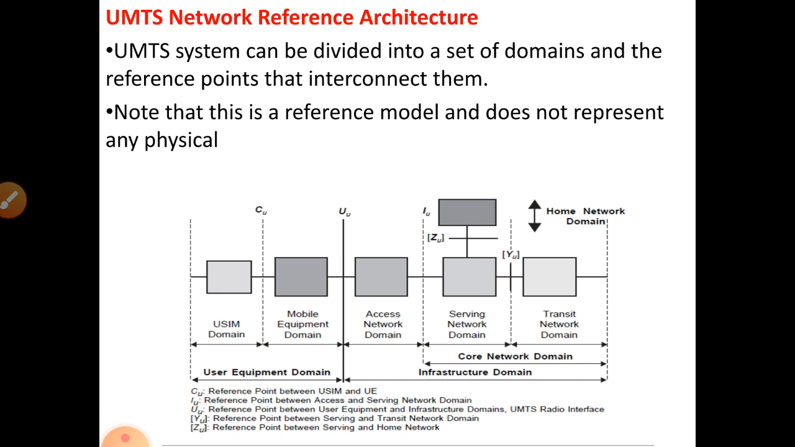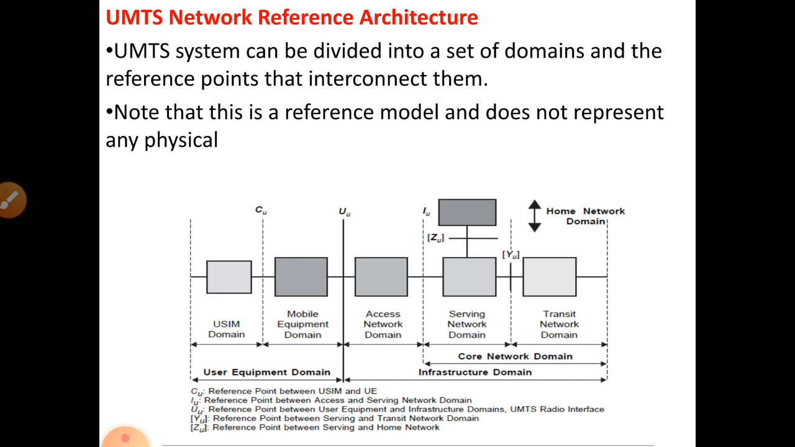The USIM domain is nothing but the SIM card, and the mobile equipment domain is nothing but the mobile phone or user equipment. The access network domain acts as the connecting point or the bridge between the base station as well as the mobile phone. The serving network domain is nothing but the base station, and the transit network domain is nothing but the home network. It's mainly used for broadband services.